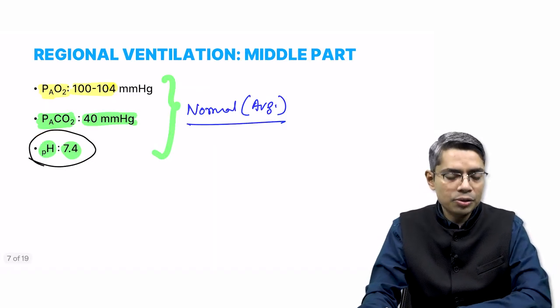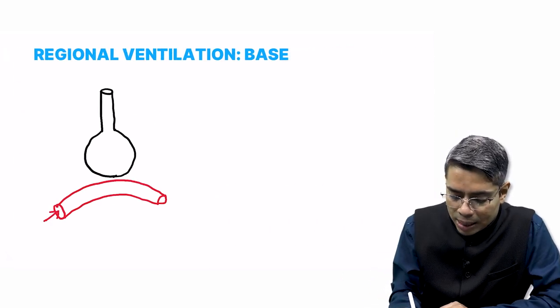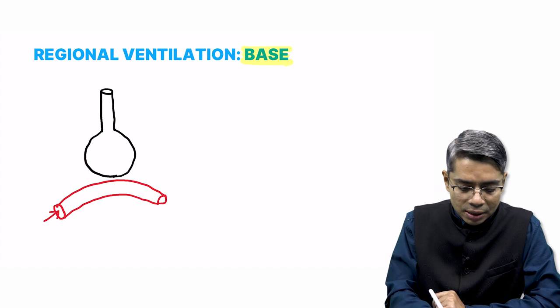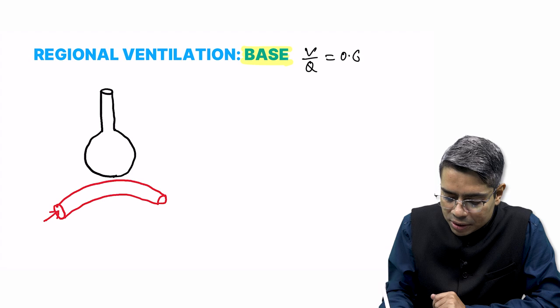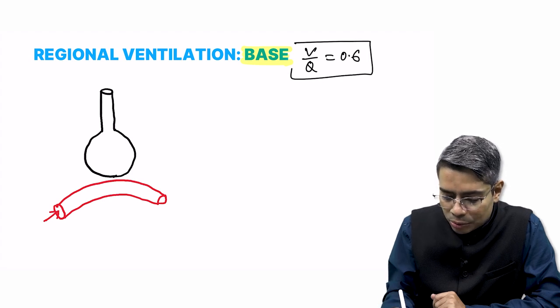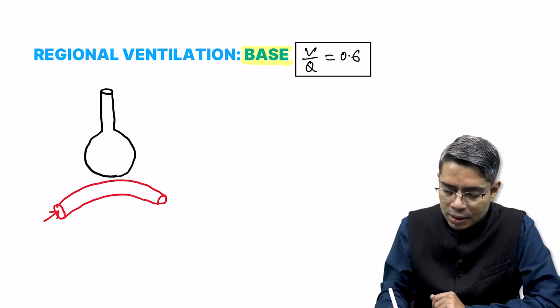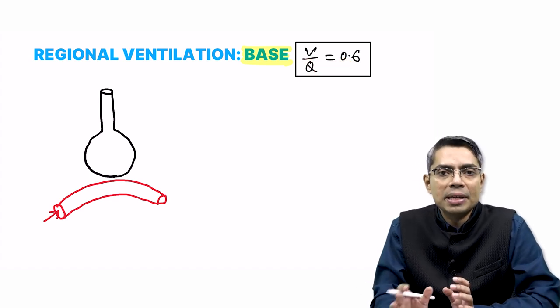Now whenever you have understood the apical region, it will be easier for you to understand what is going to happen at the base of the lung. Okay, so regional ventilation at the base of the lung. What is the VQ ratio? We have already understood that the VQ ratio is 0.6. What do you understand by the VQ ratio of 0.6? I can easily understand that VQ ratio 0.6 means perfusion is more and ventilation is less in the basal alveoli.